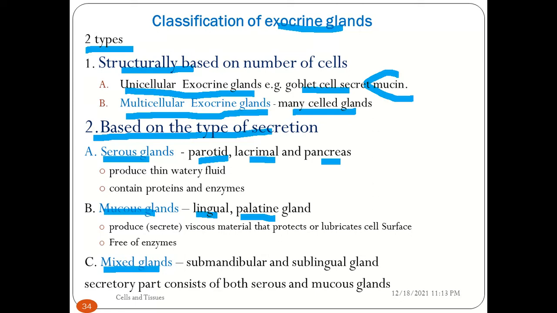The third one is mixed glands. These organs are the submandibular gland and sublingual gland. The sublingual gland is found under the tongue, the submandibular gland is under the mandible. Mixed glands have a secretory part consisting of both serous and mucus glands. These three types of glands are classified based on the type of secretion.